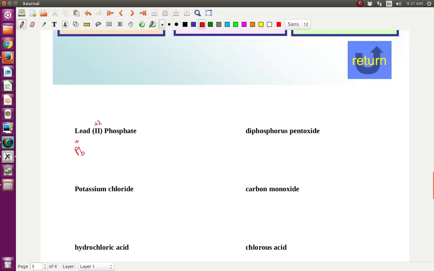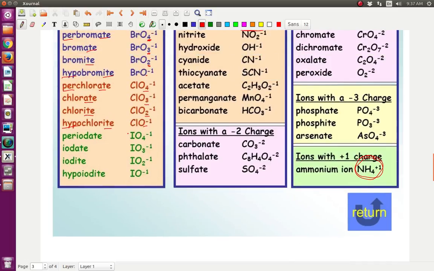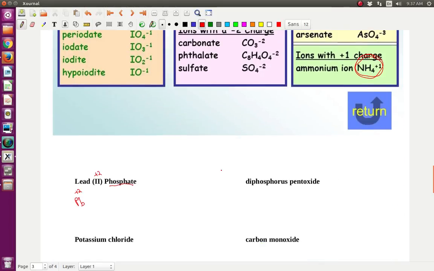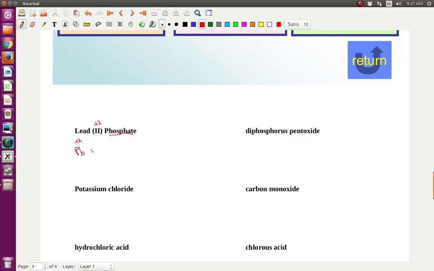So lead has a +2 charge, and then phosphate. Find the polyatomic ion for phosphate. Hopefully it's on this. There it is on this chart. PO4 with a -3 charge. So I'll write that. PO4 with a -3.